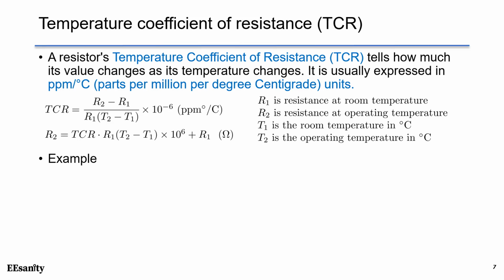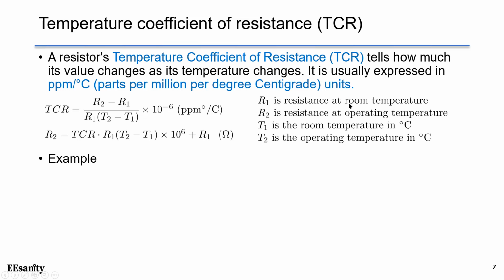The resistance has a temperature coefficient. The short name is TCR, which stands for temperature coefficient of resistance. It tells you how much the value changes as its temperature changes. It is usually expressed in ppm per degree C. The TCR equation is defined here as (R2 - R1) over R1 times the difference between T2 and T1.